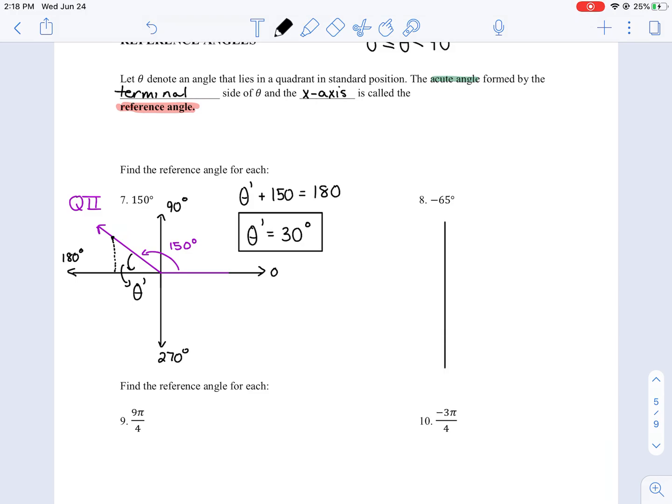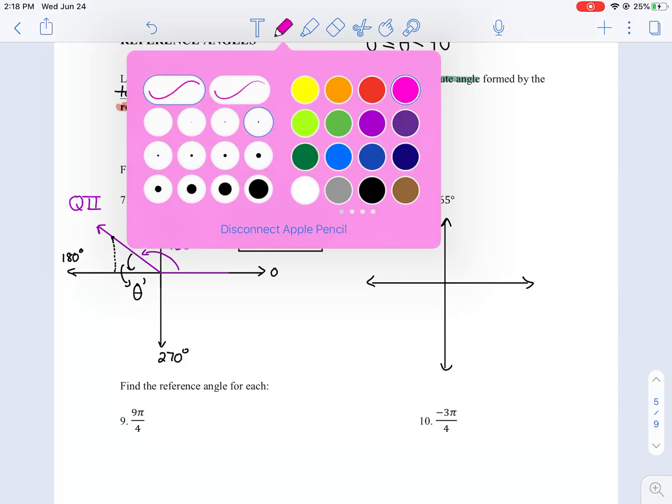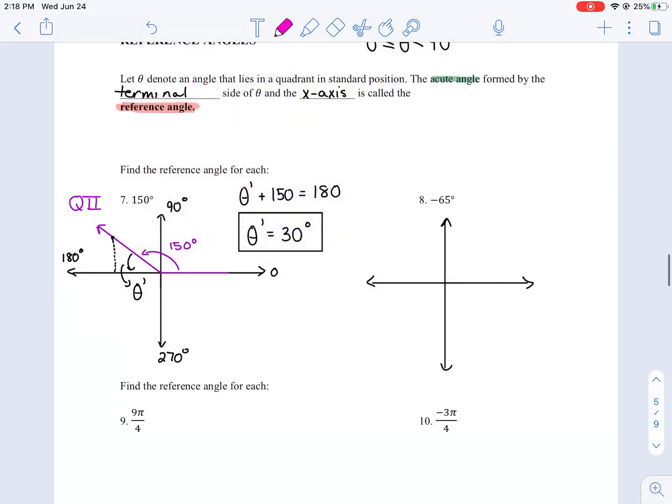Okay, example 8. Again, I'm going to draw the angle. And I'm going to label my axes going clockwise this time. So that's 0, negative 90, negative 180, negative 270. So it looks like this angle, negative 65 degrees, is going to be in quadrant 4.